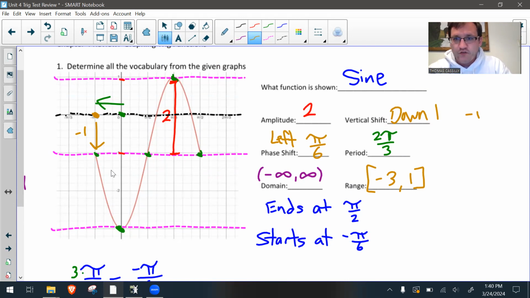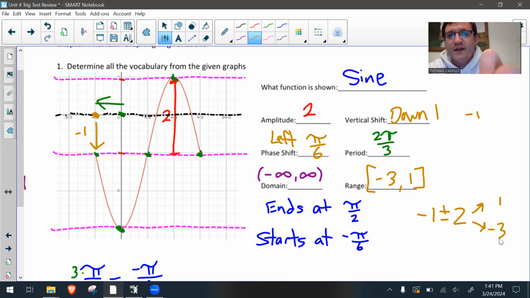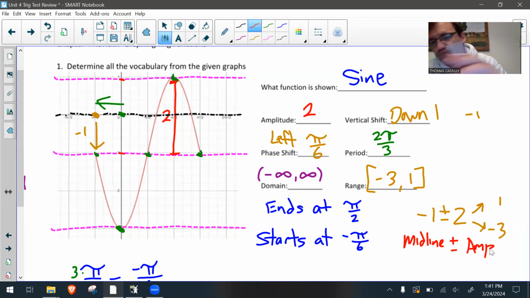Another way to figure out the range is just take the amplitude plus and minus that midline. All right, I'm sorry, the midline plus and minus the amplitude. So you could do -1 plus or minus 2. Right, and then on the upper end that gives you 1, on the lower end that gives you a -3 here. All right, so that's another way to kind of think about it here. So the midline plus or minus the amplitude. All right, that's number 1.